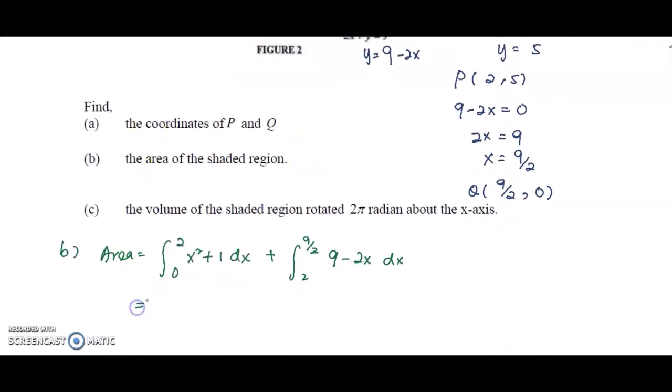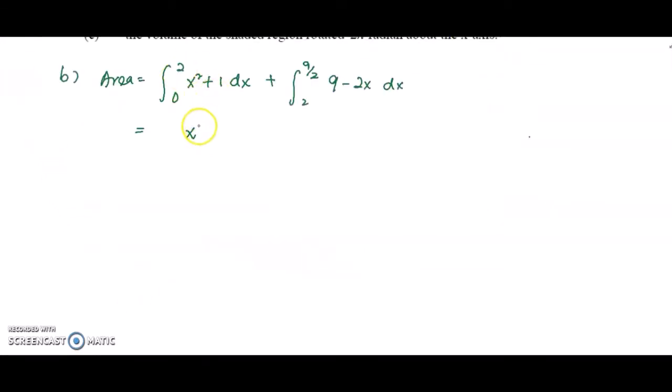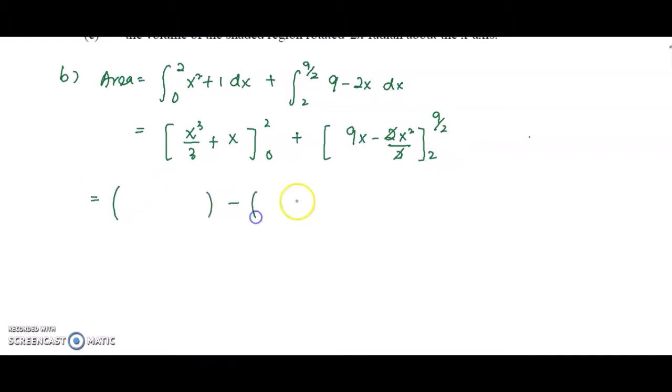Okay, so next we need to integrate the first integral. I have x cubed over 3 plus x. Later on, you're going to put in the lower limit and upper limit. For the second term, I have 9x minus 2x squared over 2, and you can see that the 2 can be cancelled off later on. Integrate from 2 to 9 over 2. So get your bracket ready to substitute the upper limit and lower limit, and the same for the first integral.